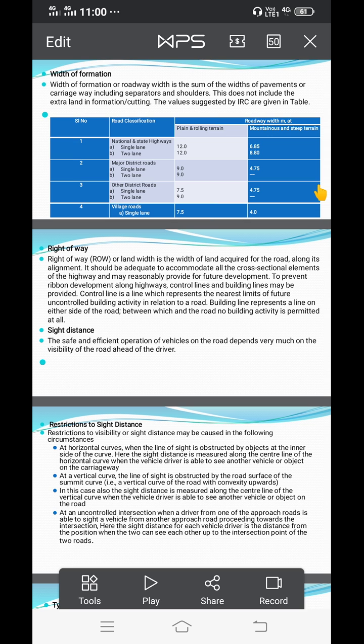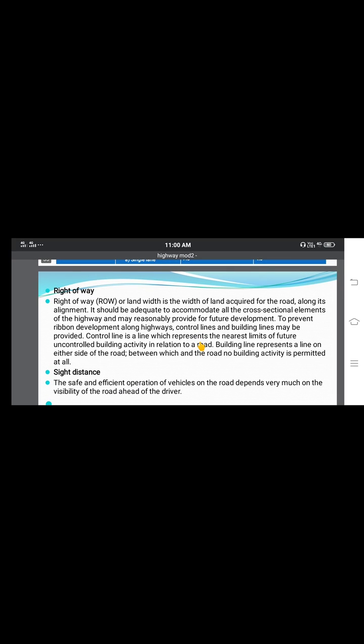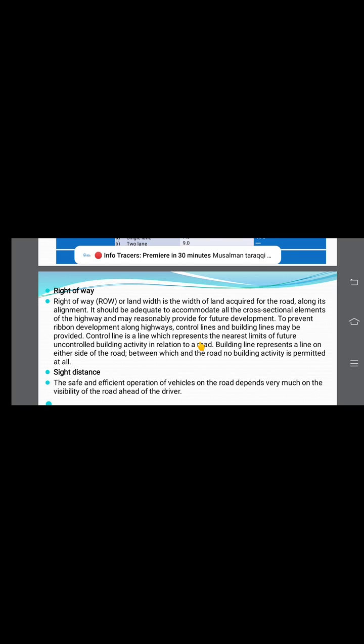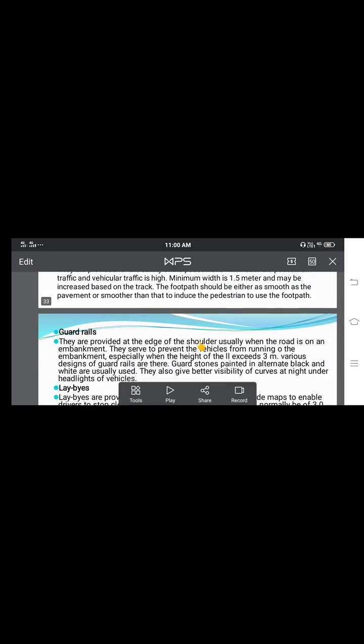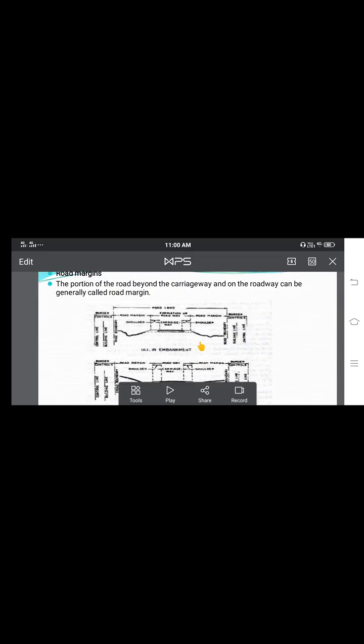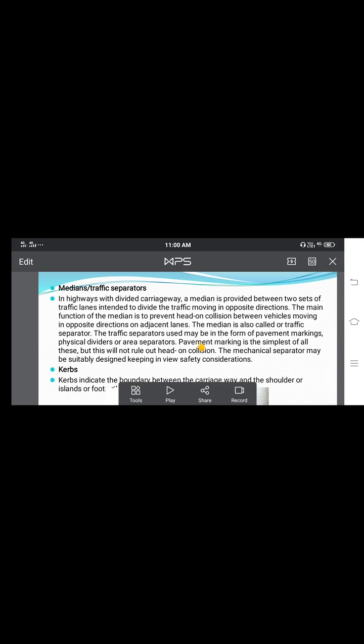Today we'll continue with the next portion of your highway engineering, module 2. So, can we just go through whatever things you have studied? Okay, we'll go through them one by one, all those things, and we'll continue with the next.